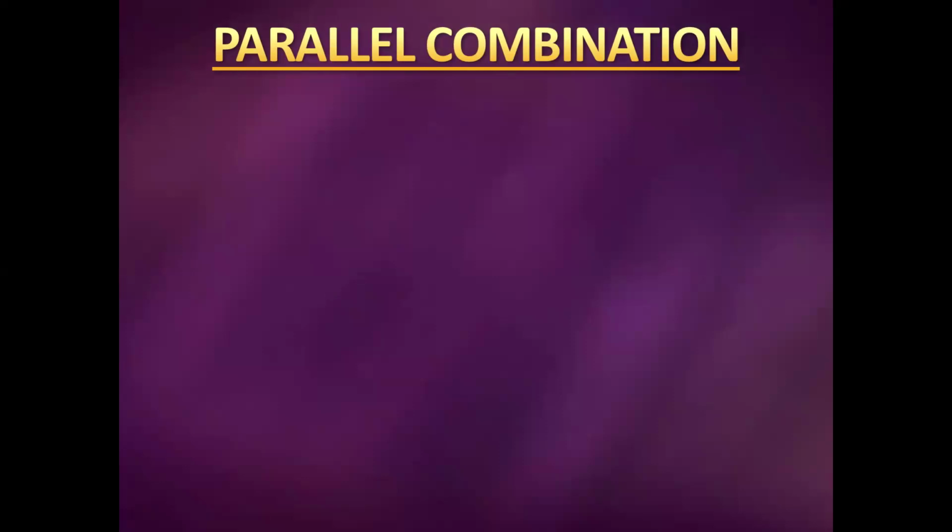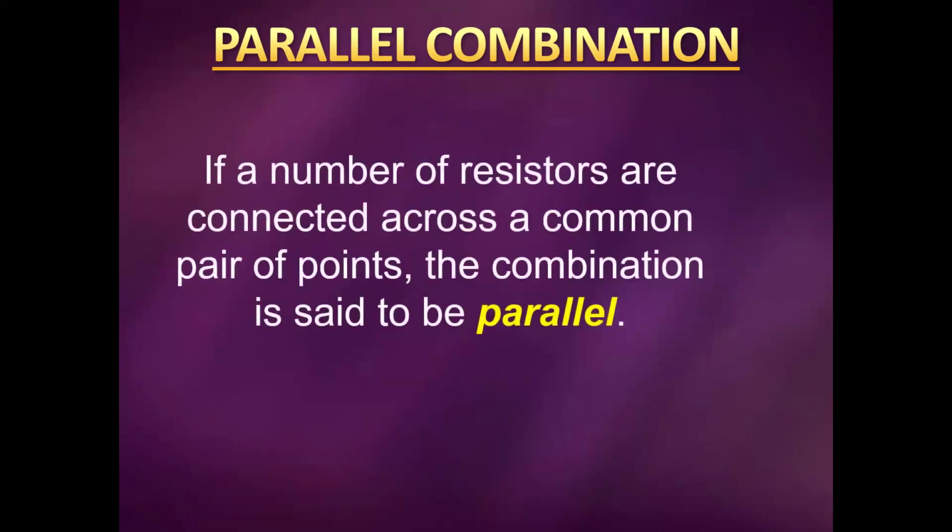Now give the heading parallel combination. A parallel combination is there when a number of resistors are connected across a common pair of points. Like if you have seen extension leads in your house, which are less common, obviously, but extension leads are there in which we connect multiple devices in a single board. This is called a parallel combination.